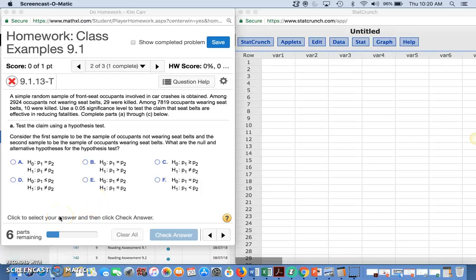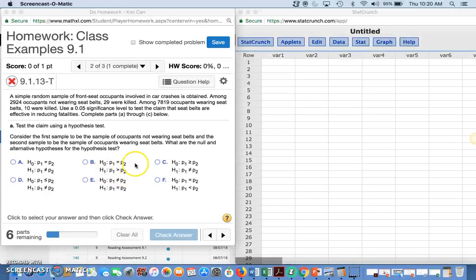Okay, a simple random sample of front seat occupants involved in car crashes is obtained. Among the 2,924 occupants not wearing seat belts, 29 were killed. Among the 7,819 occupants wearing seat belts, 10 were killed. Use a .05 significance level to test the claim that seat belts are effective in reducing fatalities.